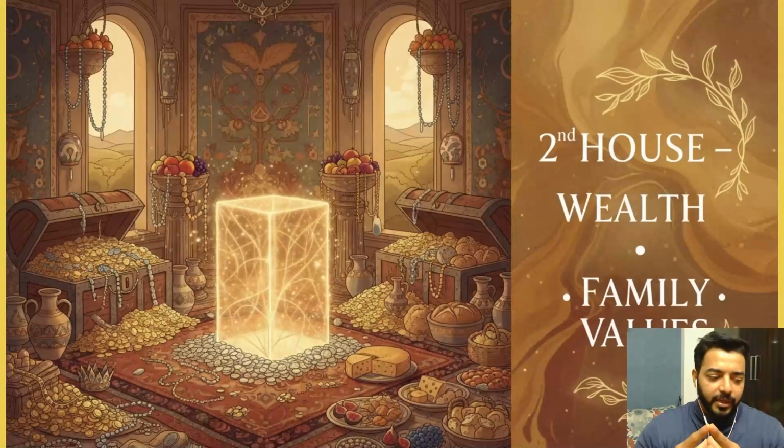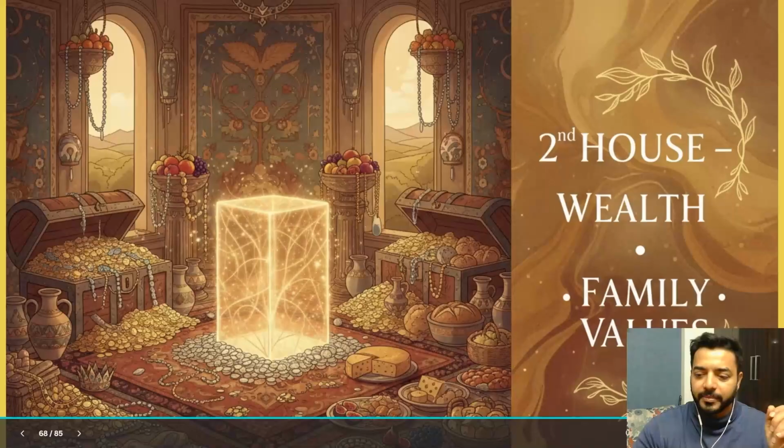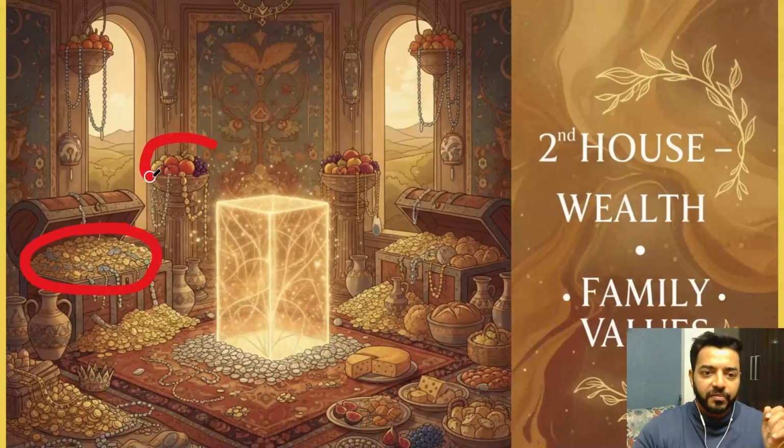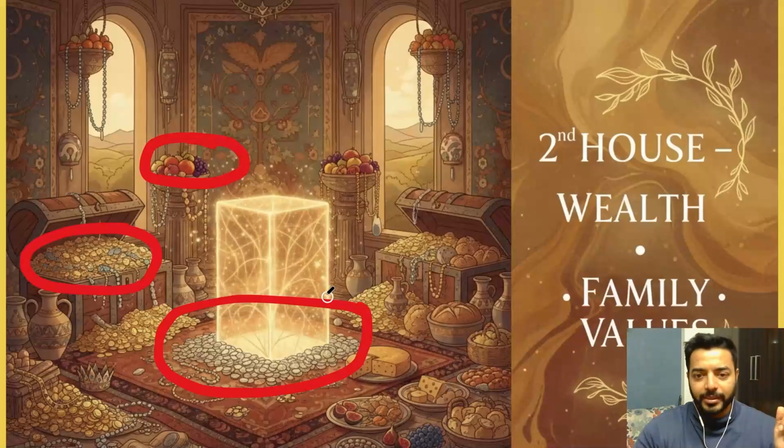other things. Like it tells you financial condition, family bonds, speech and food habits also. It also gives you food habits. So if you see this picture, you have wealth, treasures, you have food. Food is also in the second house, right? Everything about money, that is the wealth, long term. Speech is not in the picture, but speech is also a big part of this.